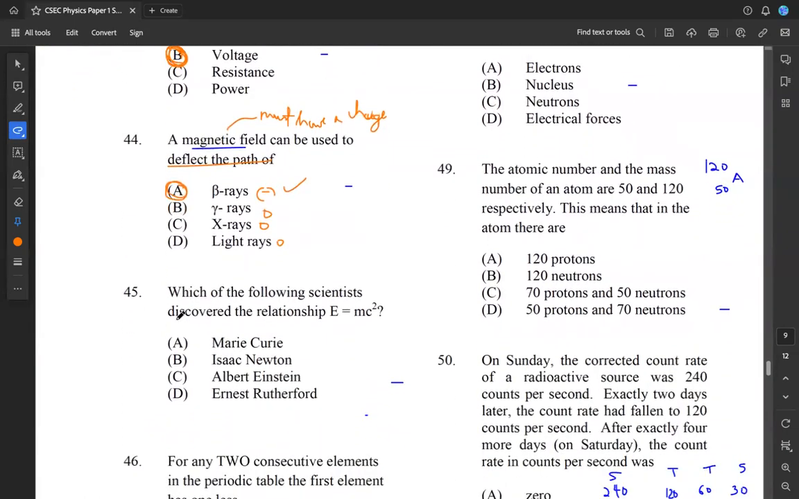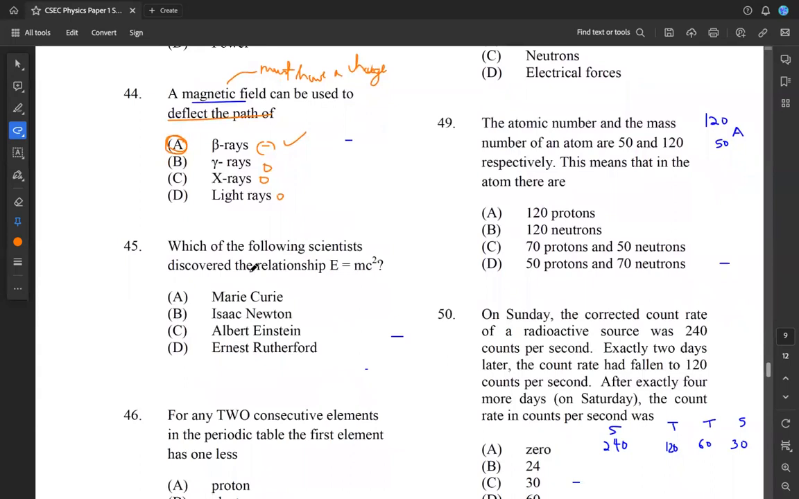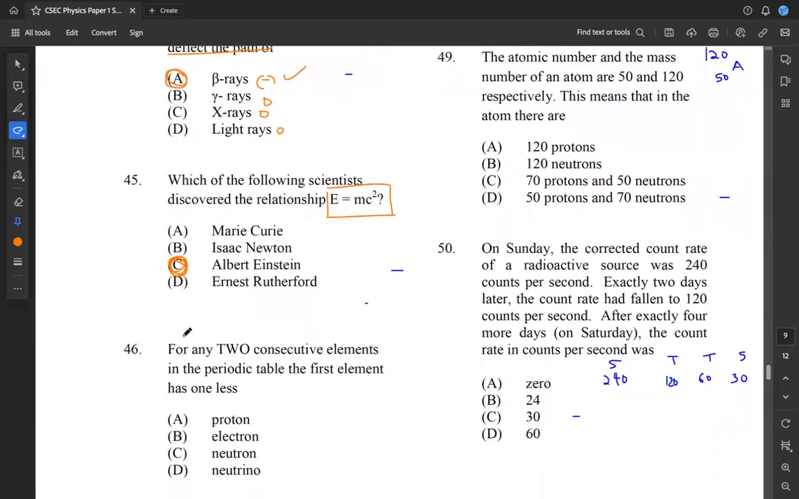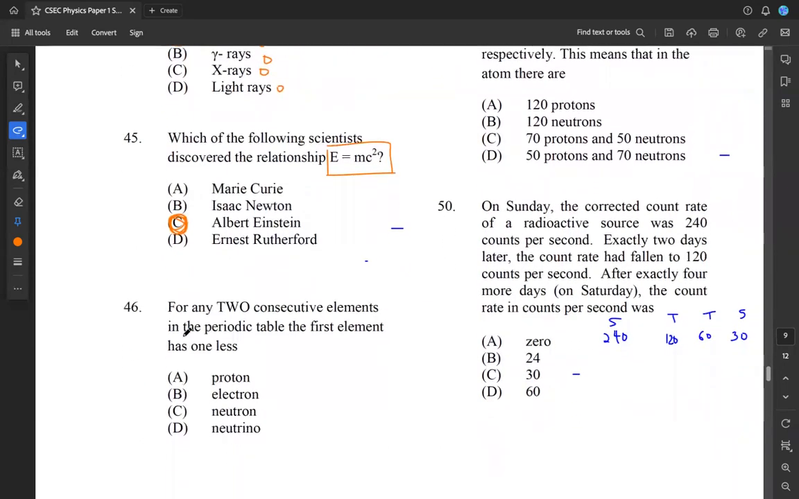Moving down to 45 now. 45 says, which of the following scientists discovered the relationship E is equal to mc squared? Now we know that this is Einstein's relativity equation, or mass equivalence equation. So this is from Einstein. Einstein was the one who did this kind of work. So our answer for 45 then is C. That's Einstein's relativity equation. So 45 is C.